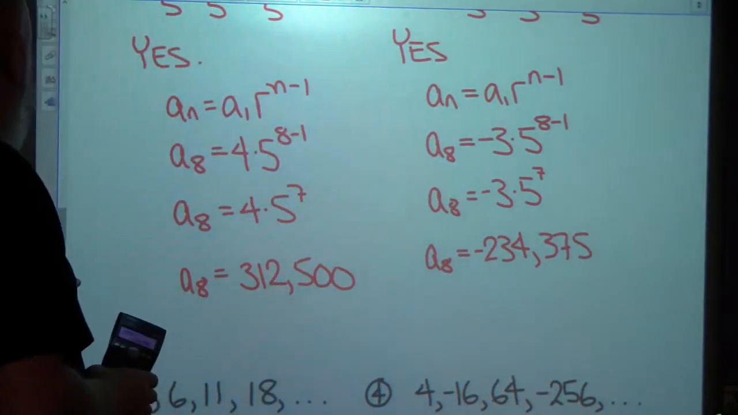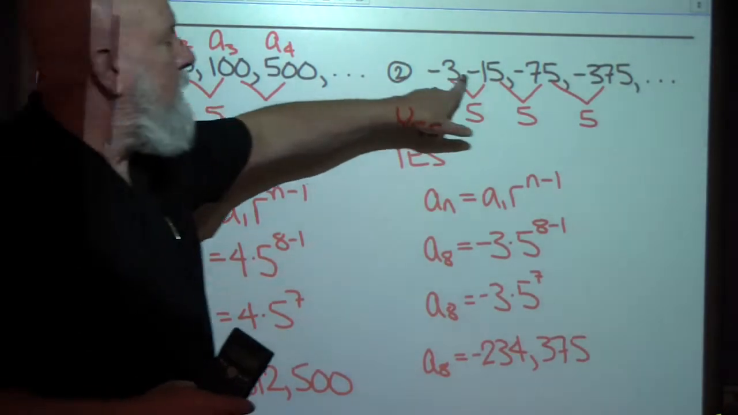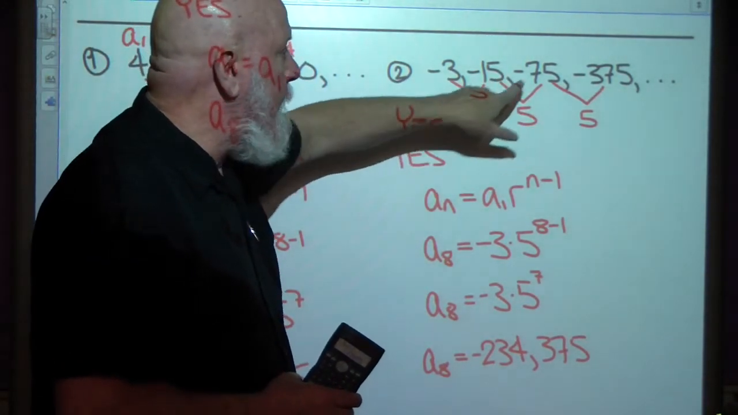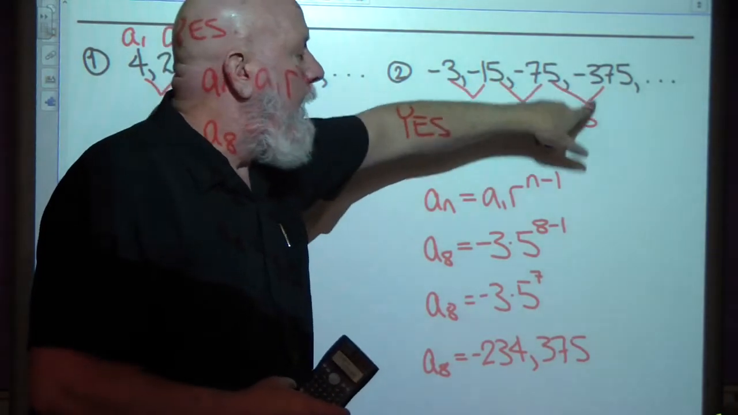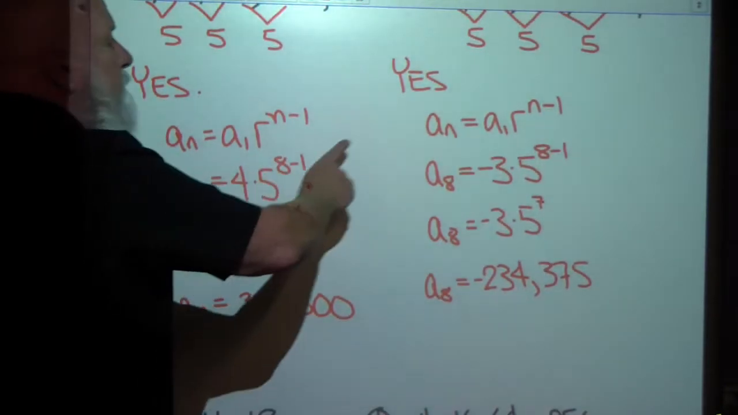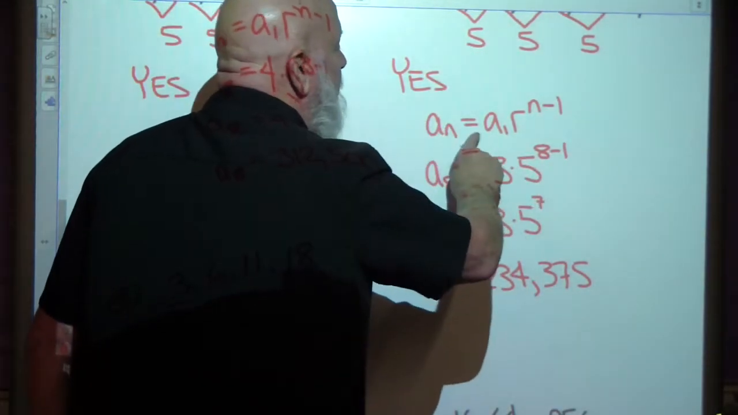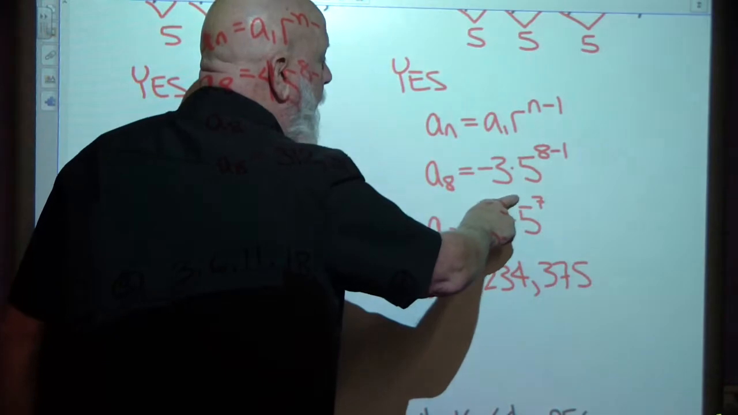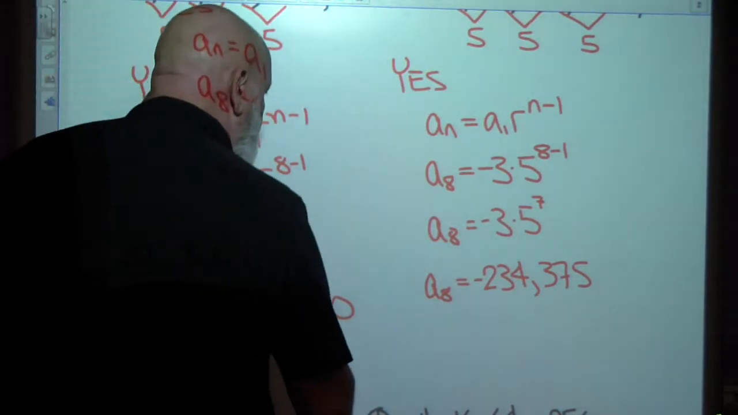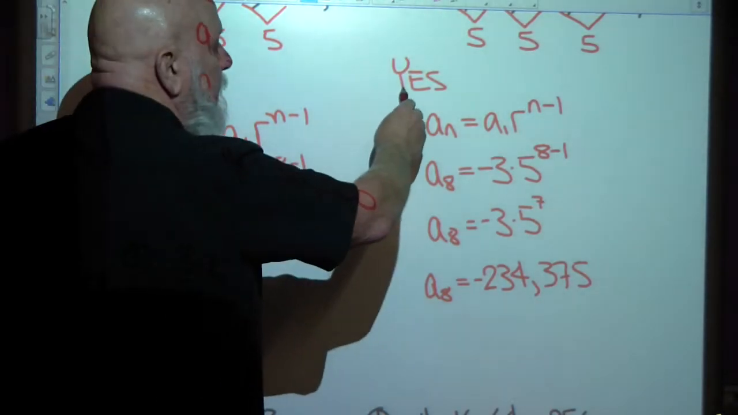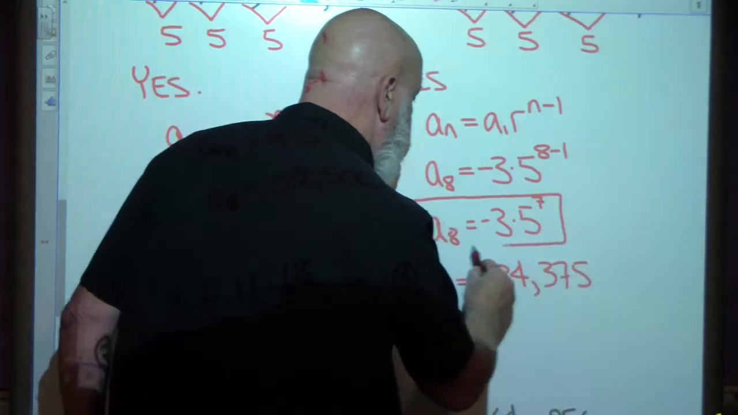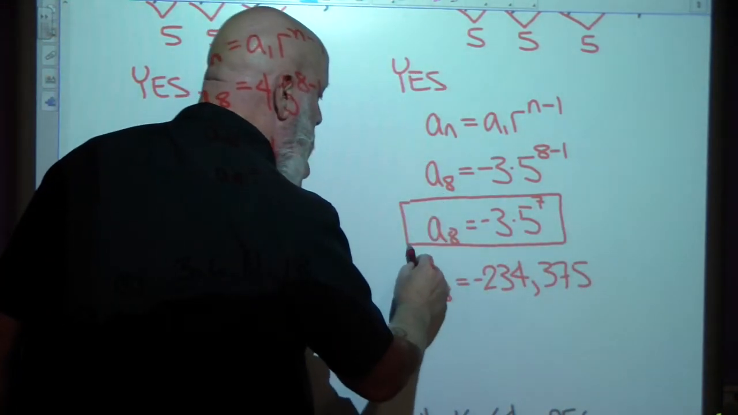All right. So we found that this sequence, this row of numbers, does have a pattern. It's geometric. Found a common ratio. And we use that common ratio and the general form of the explicit formula to find the 8th term, which is what we were asked to do. Okay? So these are the things we were asked for. Yes, it is. We found the explicit form, and we found the 8th term.